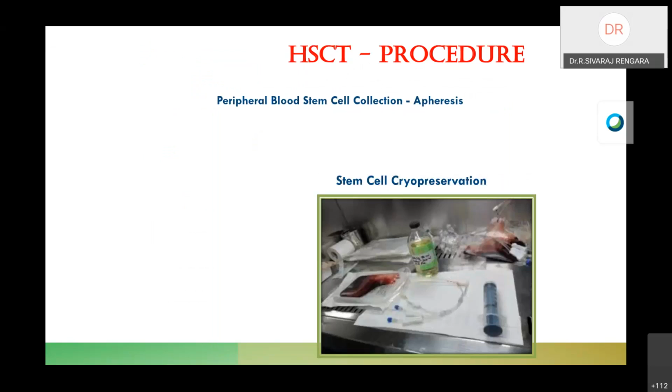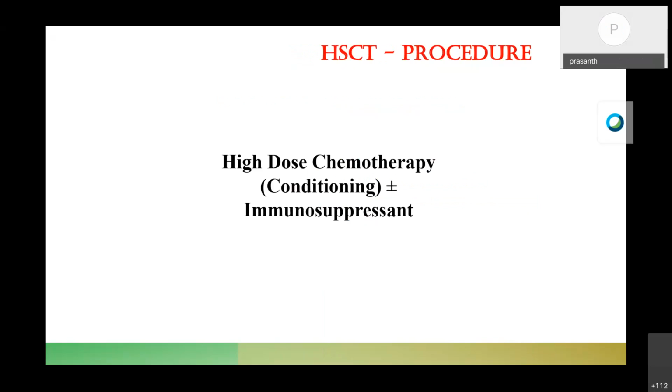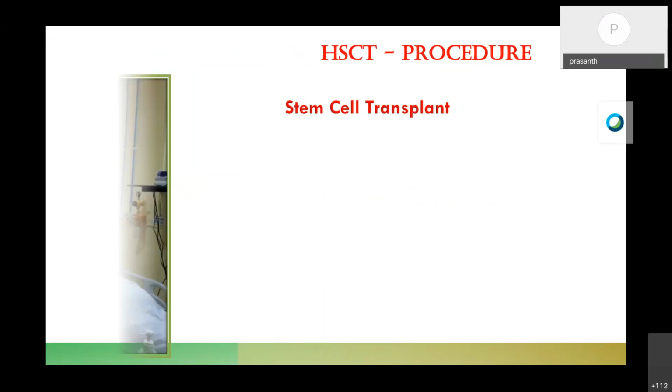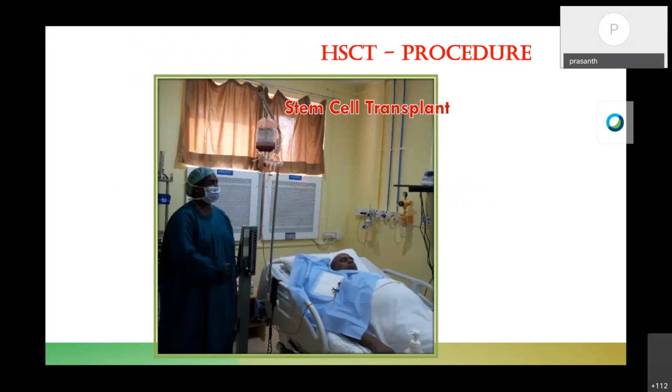After that, you may or may not have a cryopreservation step. And then you have the high dose chemotherapy and conditioning, which is usually administered in the transplant unit. And if you have cryopreserved, then you have to thaw the stem cells before infusion. And the infusion happens into the peripheral blood through a central venous access. It's a very simple process. It's just like a blood transfusion or something like that.